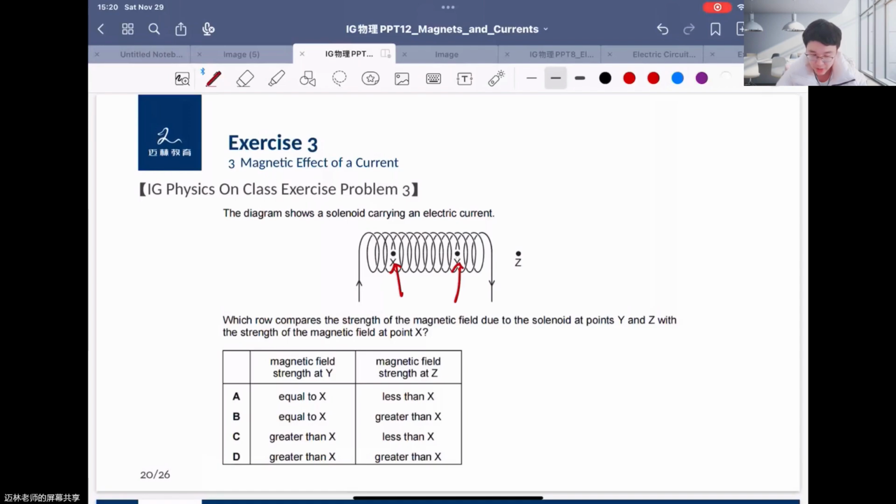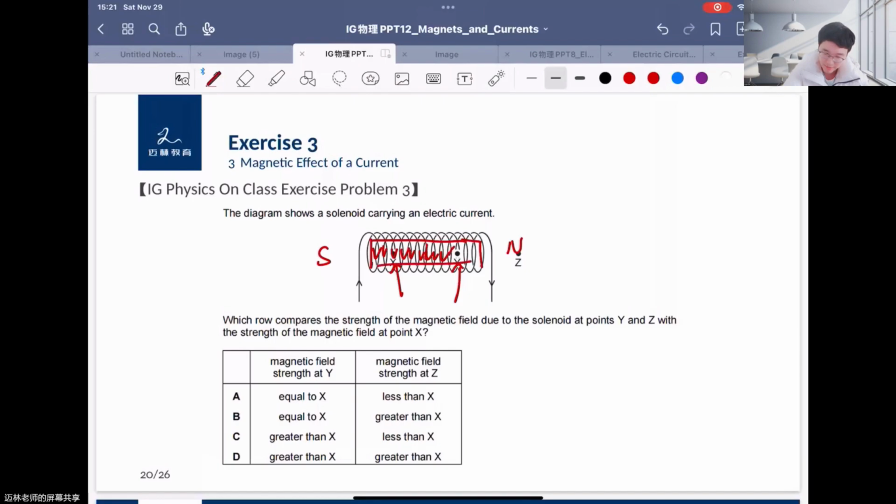For x and y, we can try using your right hand, right? Because it's a solenoid, right? You use your four fingers to represent the current direction, right? And here you can find there is a current direction, okay? Just from upward to downward, okay? You can use your hand to grip it, okay? And here your thumb represents the north pole. So here is the north and here is the south. Just consider it as a very big magnet, right?